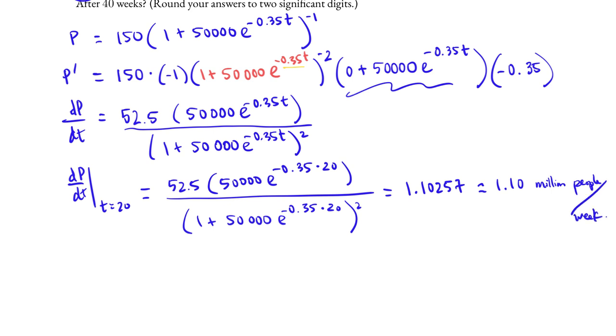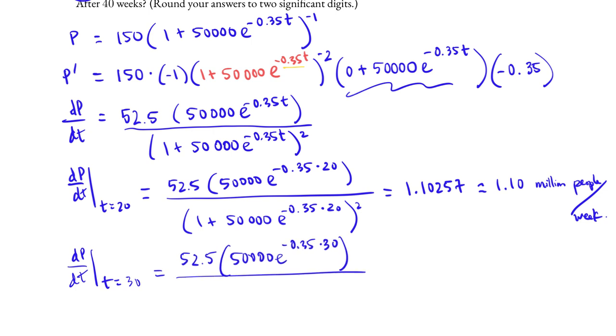What this means is that after 20 weeks, the number of people who were infected is about 1.1 million people each additional week. For 30, we do the same thing, but this time we plug in 30. This is 52.5 times 50,000 e to the negative 0.35 times 30 over 1 plus 50,000 e to the negative 0.35 times 30. Don't forget to square this.